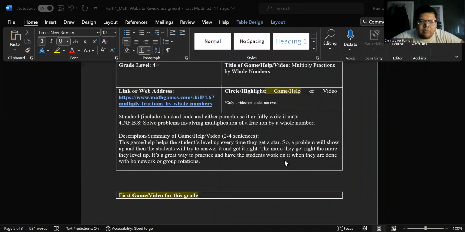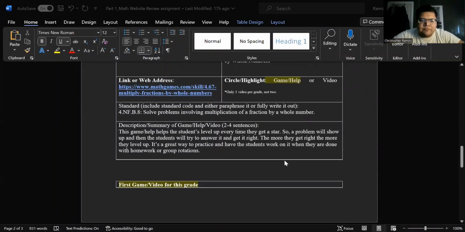It's good for when they are done with homework or group rotations. So that was a little summary of the game. I really like this game. The best part about it was that it won't let you move on until you get the answer right, but the more you get right, the more you level up. So I thought it's a way for students to want to improve every single time.